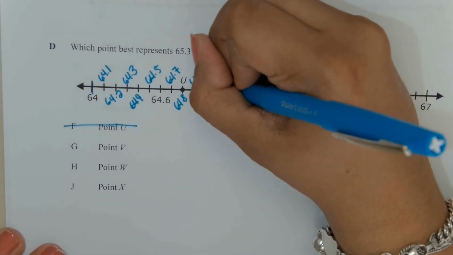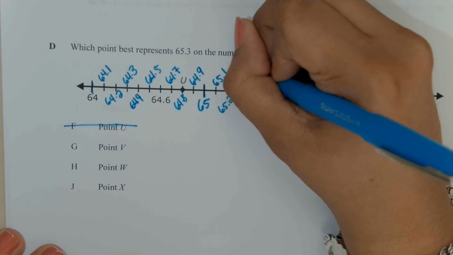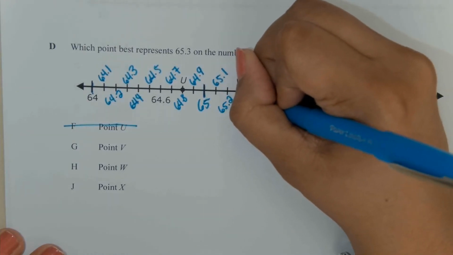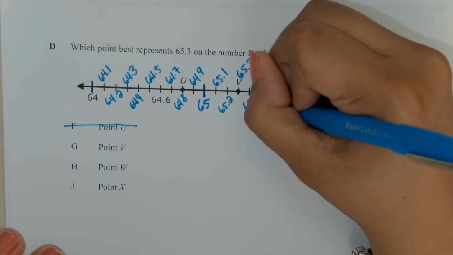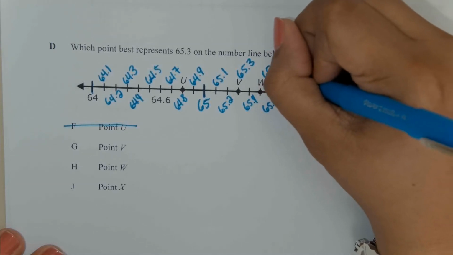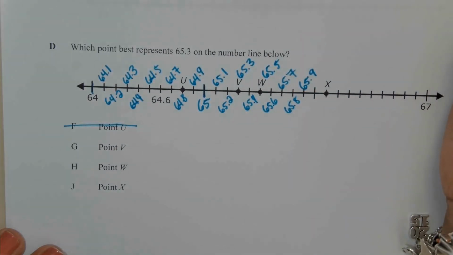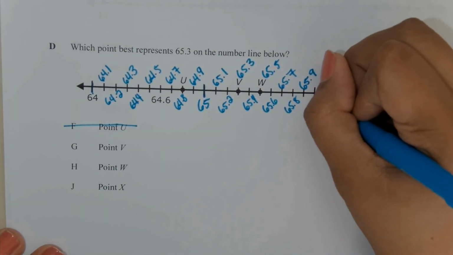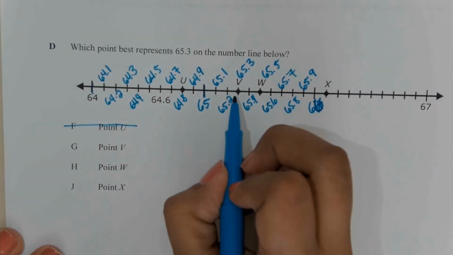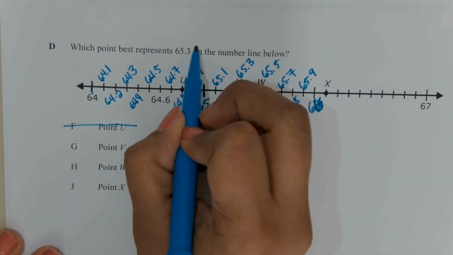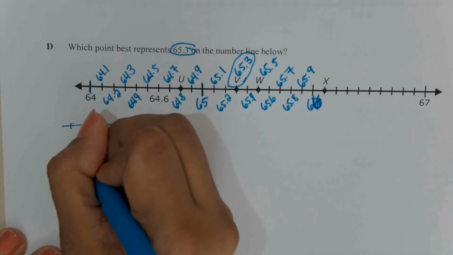Then I'm going to have 65 and 1/10, 65 and 2/10. This is 65 and 3/10, 65 and 4/10, 65 and 5/10, 65 and 6/10, 65 and 7/10, 65 and 8/10, 65 and 9/10. And this lastly will be 66. Sorry, my bad. So I have B and W that are in between here. I'm looking for 65 and 3/10. Which answer choice gives me that? Point B. So G should be my answer.